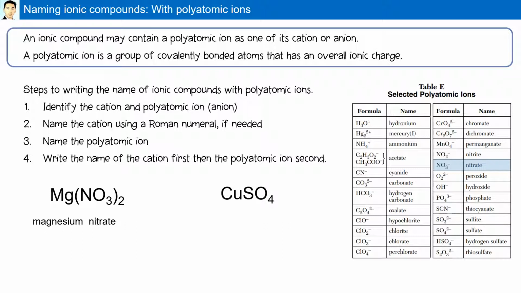Another example, CuSO4. First, we identify our cation and polyatomic ion. Our cation is copper. Copper is a transition element, therefore it should have more than one oxidation states or charges. So next, we need to look at SO4 to find out what charge our anion, which is polyatomic, has. Looking in reference table E, we can identify that SO4 has a 2- charge. Therefore, the one copper atom must have donated 2 electrons to the sulfate. So we have copper 2 sulfate.